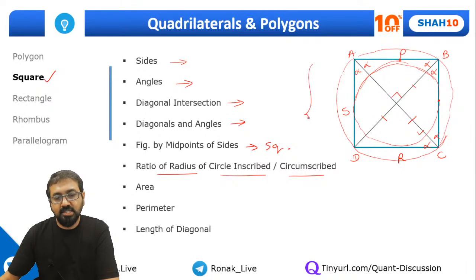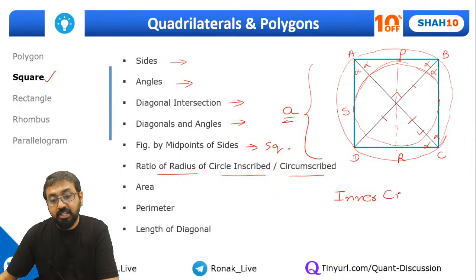Of course, this side has been taken as a. So can I say the diameter of this inner circle is nothing but a? So the radius of the inner circle will be a by 2.